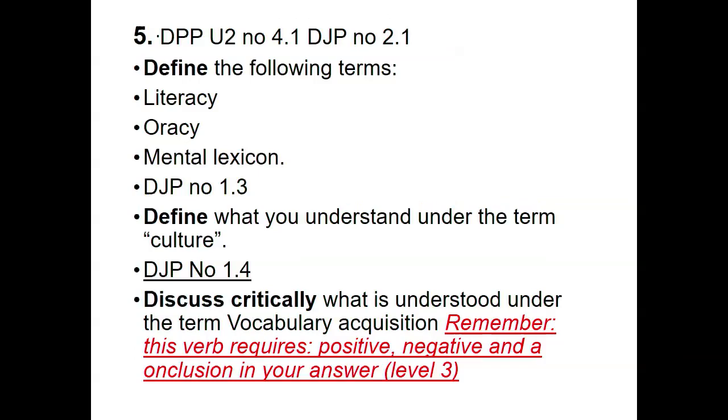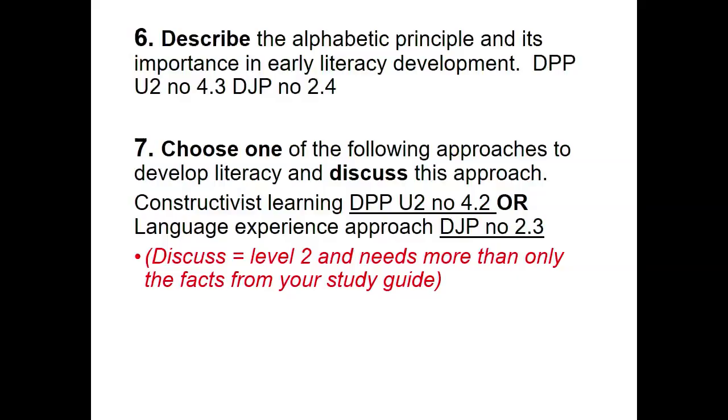DJP number 1.4, discuss critically. Remember, that is a level 3 verb. What is understood under the term vocabulary acquisition? Remember, this verb requires a positive part, a negative part, and a conclusion in your answer because it is a level 3 verb. Number 6, describe the alphabetic principle.